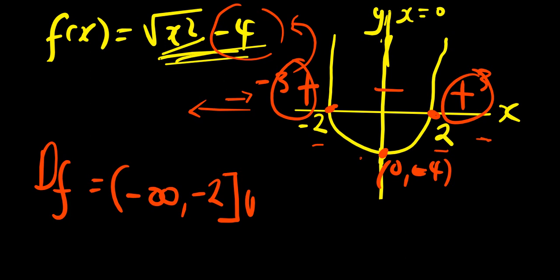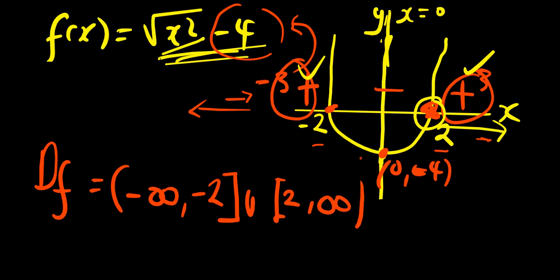The other solution set that we want is from this side, from +2 going the other side, because this is where it's also positive. So we want 2 going to positive infinity, like that. So this will be our domain for the first part.